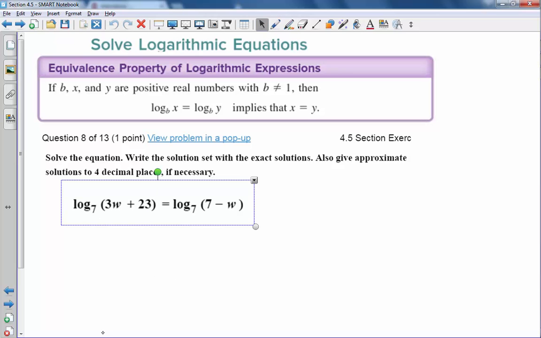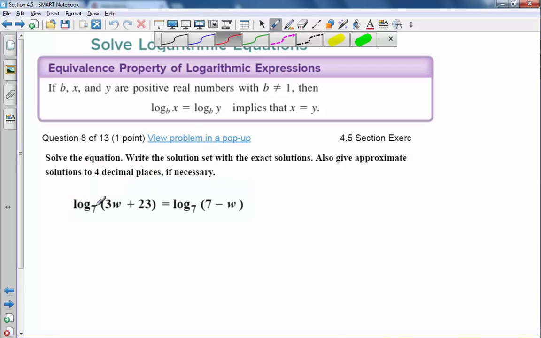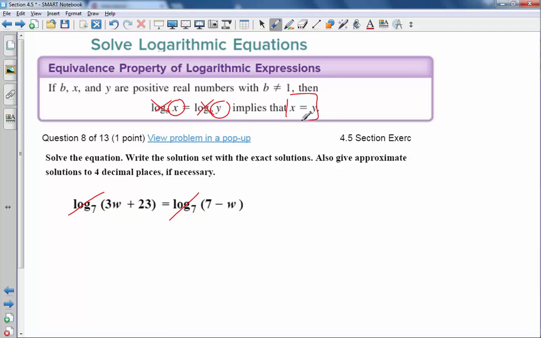If you're lucky to have such a case, I call this a fully prepared dish. All you need to do is chop it up and eat. This is ready to serve. How do you eat it? You first take out one logarithm from each side. That's what this property says. If you have one logarithm on the left and another logarithm with the same base on the right, you simply cross out the logs and set x equal to y. That's what I'm doing. So these logarithms just serve a purpose to distract you, kind of. The real equation here is 3w plus 23 equals 7 minus w.